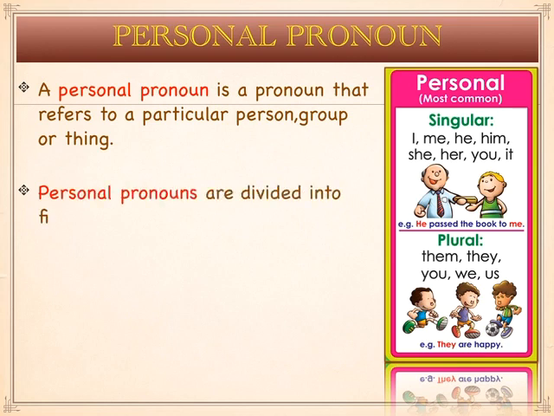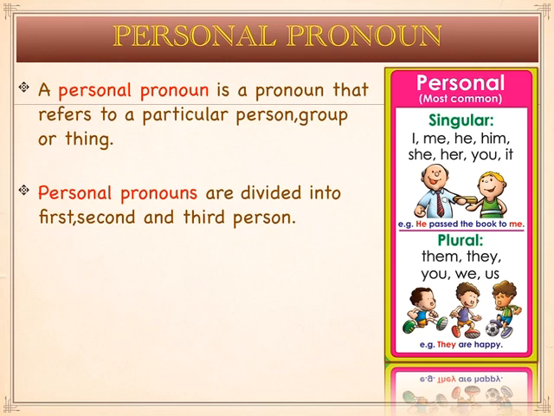Personal pronouns are divided into first, second, and third person. So, let me explain to you what is first, second, and third person. The first person refers to the speaker or speakers, that means the person who is talking. So, the first person would be I or we. Now, second person is the person to whom we are talking or the person spoken to. So, here the second person would be you.